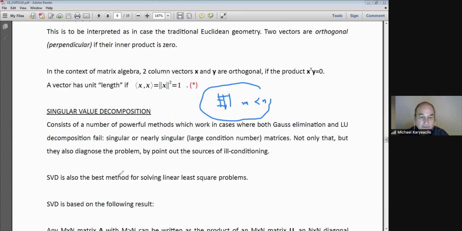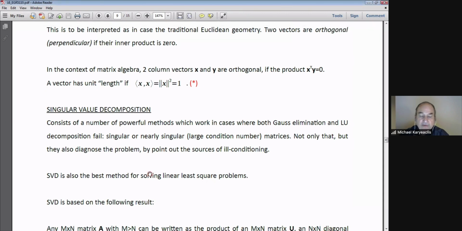But if you do have problems solving it this way, then singular value decomposition is the way to go. So it's based on the following result. All right, so let's go through it. Any questions before I proceed?